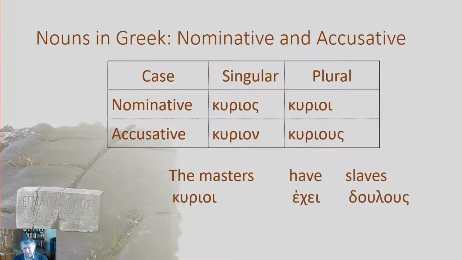And so we naturally give you an example. The masters have slaves, kurioi eche doulos. So again, you're not really told which is which by the position in the sentence. You're told everything by what marks the end of the word.